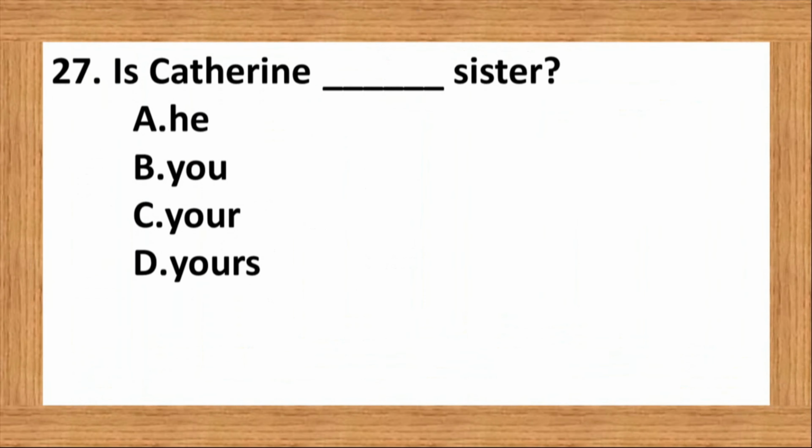(27) Is Catherine blank sister? A, he. B, you. C, your. D, yours.